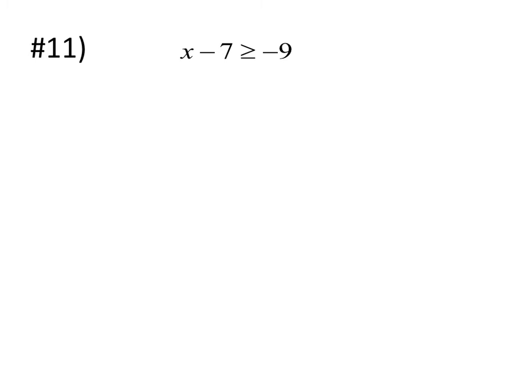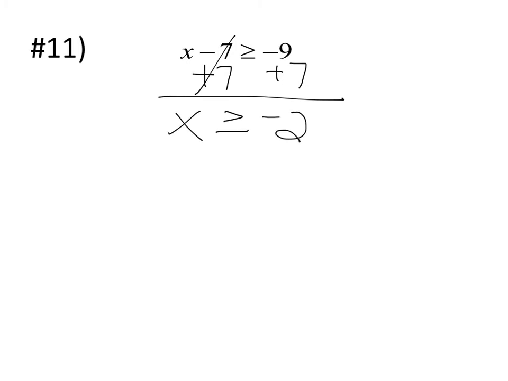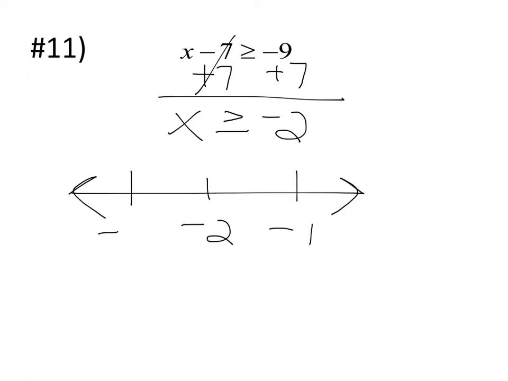All right, here we're going to have to do a little bit of solving first. So I'm going to add 7 to both sides, giving me x is greater than or equal to -2. So now I'm going to draw my graph, put -2 right in the middle, which gives me -1 and -3. X is greater than or equal to, so I'm going to put a bracket. Because my variable's first, I'm going to shade the direction of the arrow.